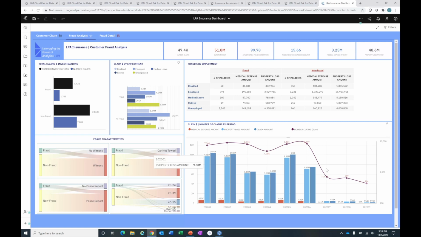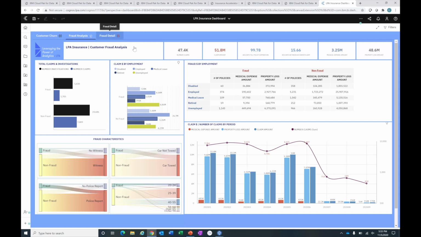Now, the other thing that's important is to understand some of the key drivers for some of this behavior. And what we have on the bottom left here is a Sankey chart that helps us to understand some of the drivers for fraud. So for example, we can see that more often than not there is a witness associated when folks are engaged in fraud. The car is towed. Again, this is auto policies. There tends to be a police report filed. And then there are some patterns in terms of the age groups that are engaged in fraud.